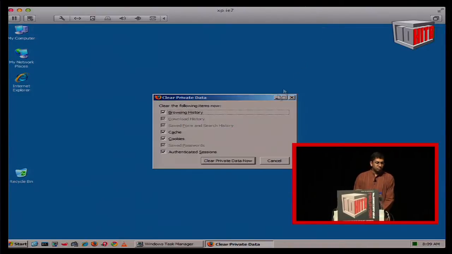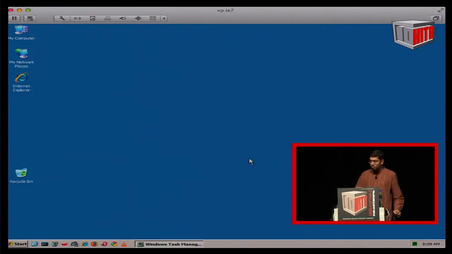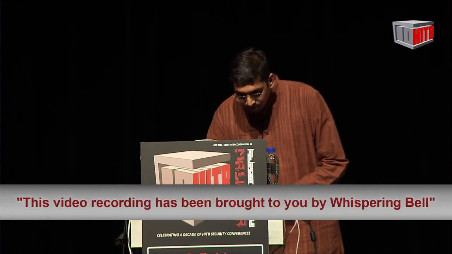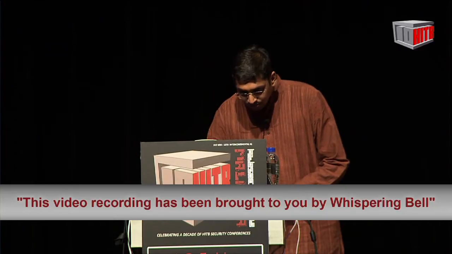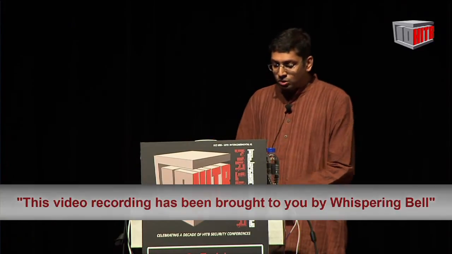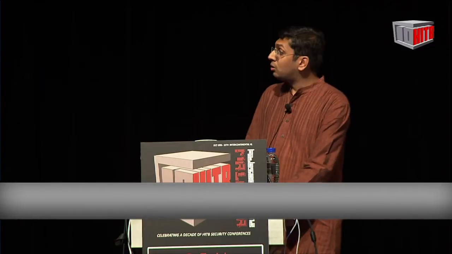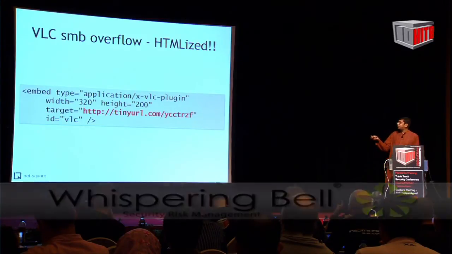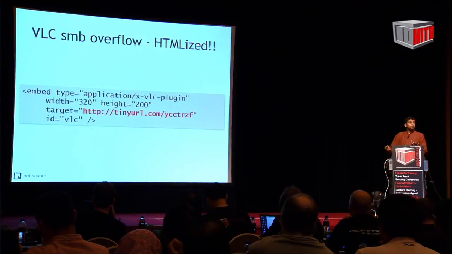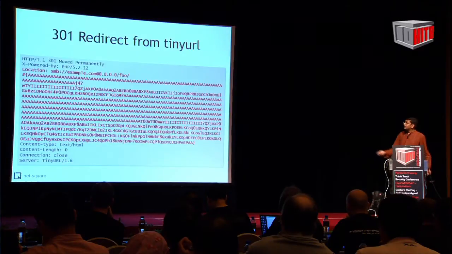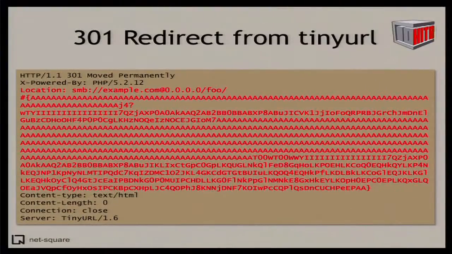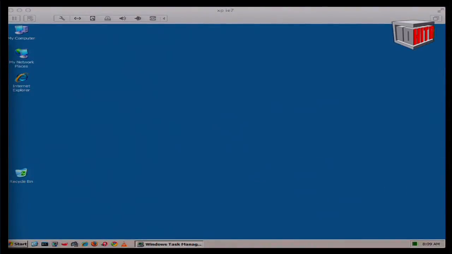So the request I'm going to make is, hang on, let me wrestle with the second screen. So what I'm going to do is point the browser to a web page which serves an embed tag with a TinyURL. So this TinyURL is going to be fed to VLC. And then when VLC makes a request, it's going to expand. And if you look at the network trace, it's going to expand to this big, giant exploit. And let's just see the net effect.